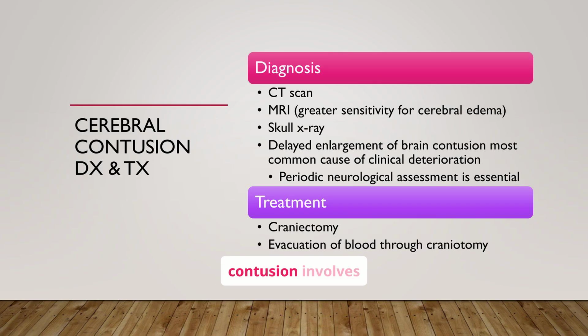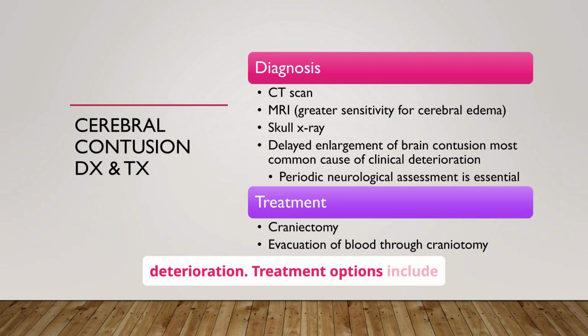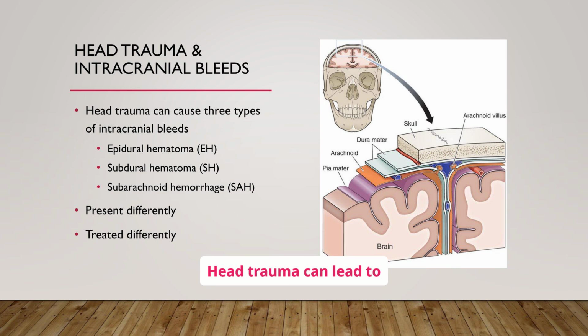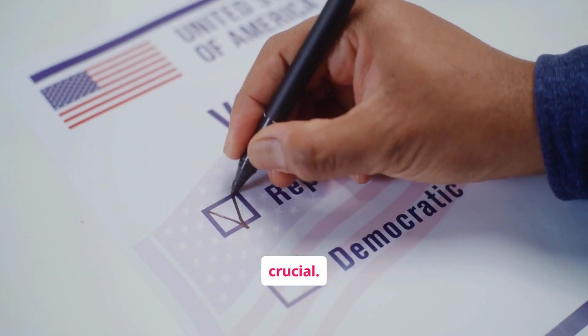Diagnosing cerebral contusion involves CT scans, MRI, and skull X-rays. Delayed enlargement of the contusion is a common cause of clinical deterioration. Treatment options include craniectomy and evacuation of blood through craniotomy. Head trauma can lead to intracranial bleeds, including epidural hematoma, subdural hematoma, and subarachnoid hemorrhage. These bleeds present and are treated differently, so accurate identification is crucial.